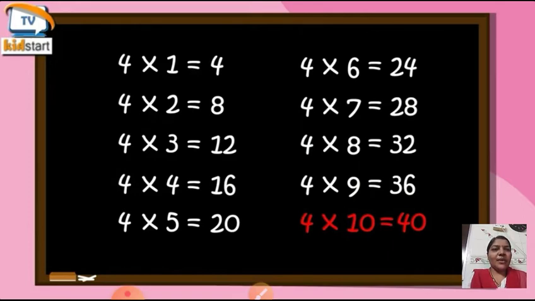Okay children, now one more time I repeat. All of you pay attention. 4 ones are 4. 4 twos are 8. 4 threes are 12. 4 fours are 16. 4 fives are 20. 4 sixes are 24. 4 sevens are 28. 4 eights are 32. 4 nines are 36. 4 tens are 40.